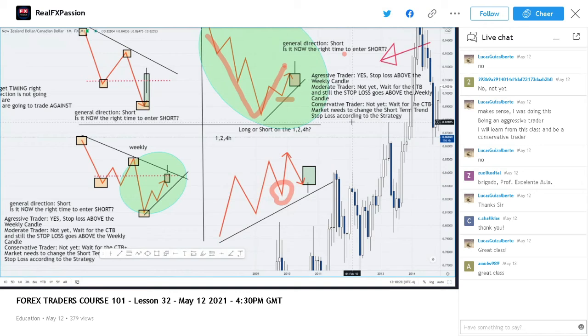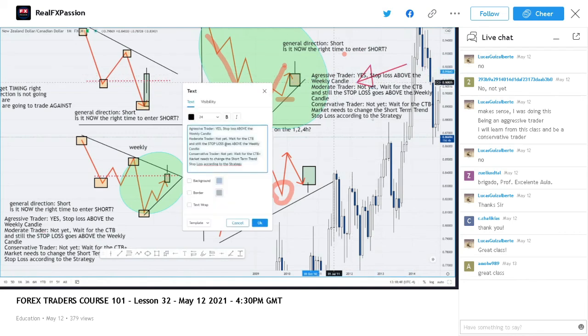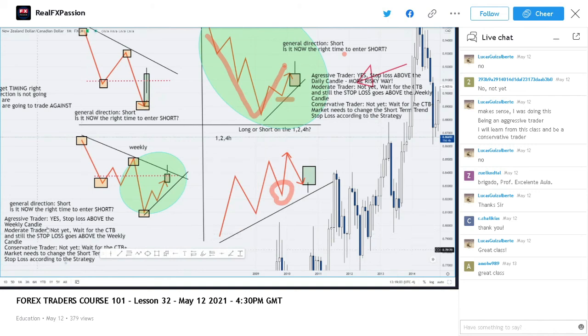Any questions so far, everybody? We need to move. We're almost out of time. So is it now the right time to go short on the daily? Aggressive trader, yes. The aggressive trader, yes, stop loss above the daily candle. And we're going to also write here, this is the more risky way. More risky way. Okay, and here too.